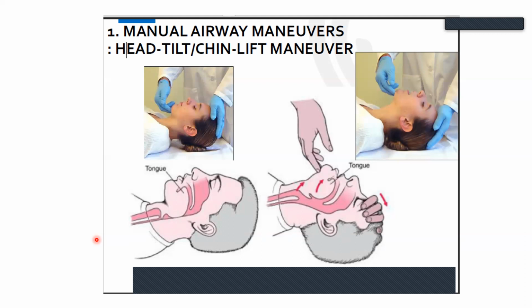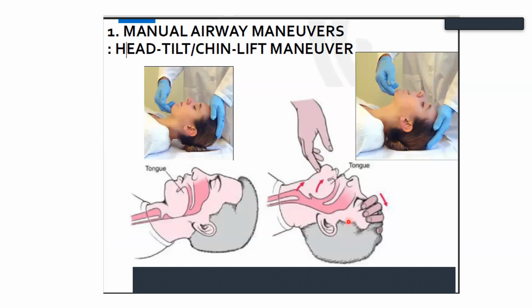Basically, when the patient is in supine position, unconscious, we tilt the head and lift the chin up. In doing so, we actually move the tongue upward, removing the blockage of the tongue. However, this maneuver is contraindicated in cases of C-spine injury. So when you have a patient with C-spine injury, don't do this maneuver.